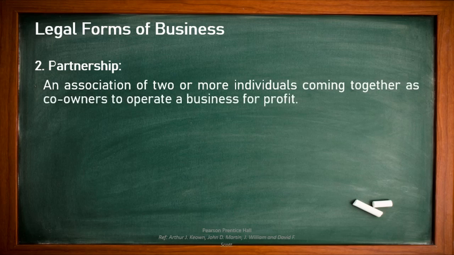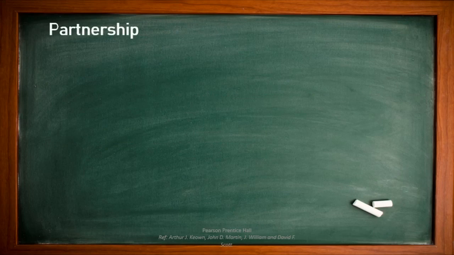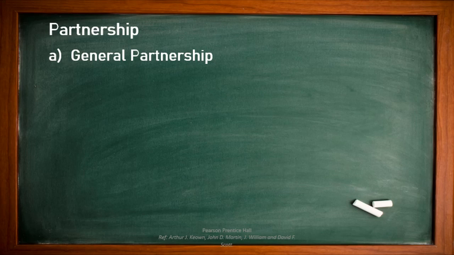Partnership means an association of two or more individuals coming together as co-owners to operate a business for profit. Here, not a single person; a minimum of two or more than two is compulsory for any type of partnership. Normally we discuss two types of partnership: one is known as general partnership, and the second is limited partnership.